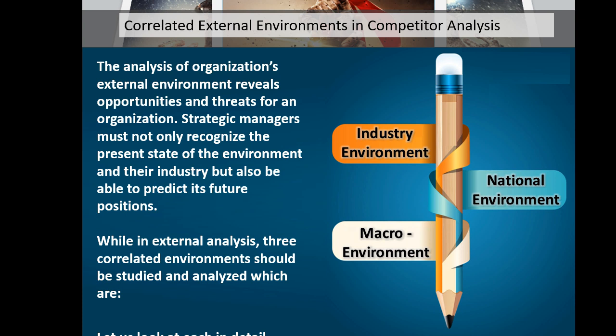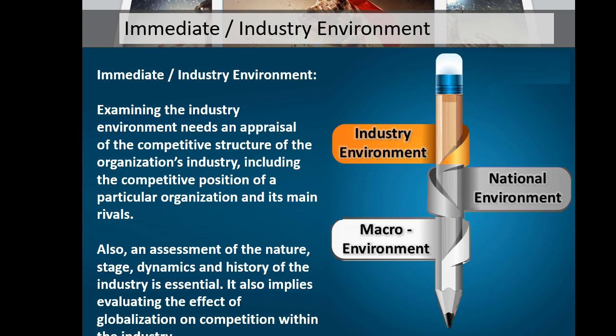Insecurity problem, logistics problem, and so on and so forth. Government policies that might be unfavorable, though. So strategic managers must not only recognize the present state of the environment and their industry, but also be able to predict its future positions. While in external analysis, three correlated environments should be studied and analyzed, which are the industry environment, national environment, and macro environment. Let's see if we can quickly brush through them because our time is far spent.